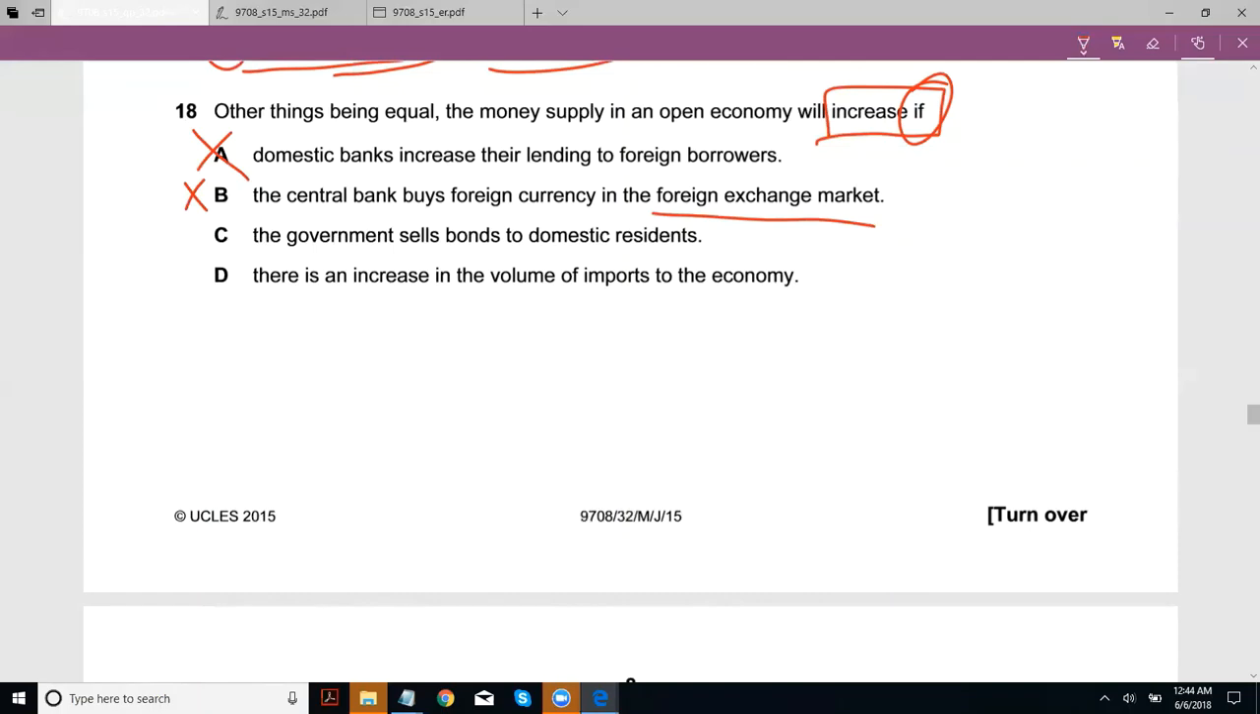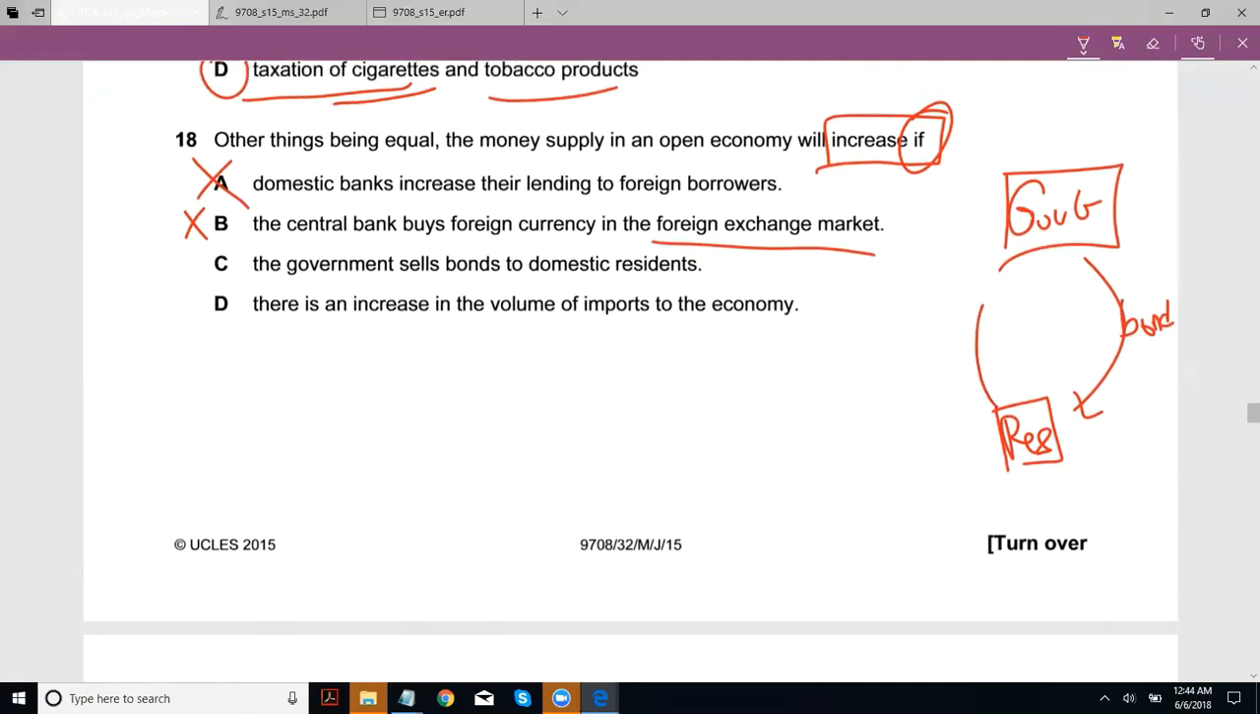The government sells bonds to domestic residents. Well, no, because if this is the government and this is the residents, and the government is giving them bonds, residents are giving them money. So that clearly means that the money supply is going down, because bonds are basically being used to absorb the money, the liquidity in the domestic economy. It's going to the government.